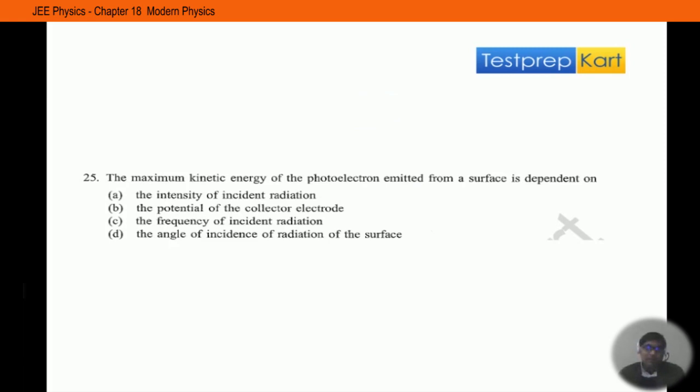Now next is question number 25. The maximum energy of the photoelectron emitted from the surface depends on intensity of the radiation, potential of the collector electrode, frequency of incident radiation, or angle of incident radiation. So if we write the expression for photoelectric emission, that is the energy of the incident photon, h into nu, minus the work function of the surface. And this energy can be plotted with respect to frequency like this after this subtraction. So basically, the energy of an emitted electron depends on the frequency of the incident radiation.